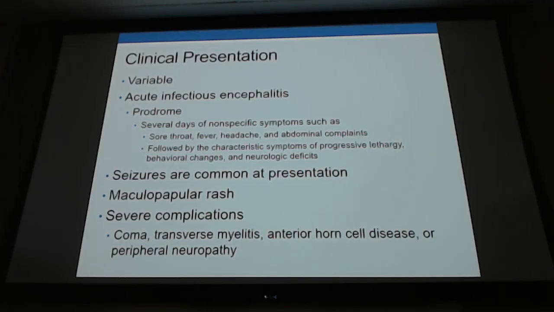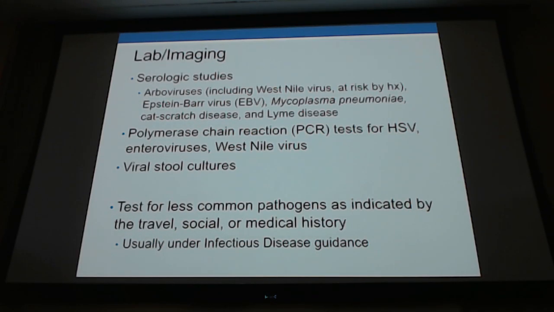Variable presentation depending on what part of the brain parenchyma, and again, if it's focal or diffuse. So it can have several days of non-specific symptoms, then be a little bit more specific if it is focal. Seizures are more common. You guys already nailed that one a couple of different times. And then depending on what type and where in the brain, you can have some serious complications. So if it is more of your anterior horn, if it is more of the periphery, it's going to vary in what it presents like and what its sequelae is like. So things to be aware of.